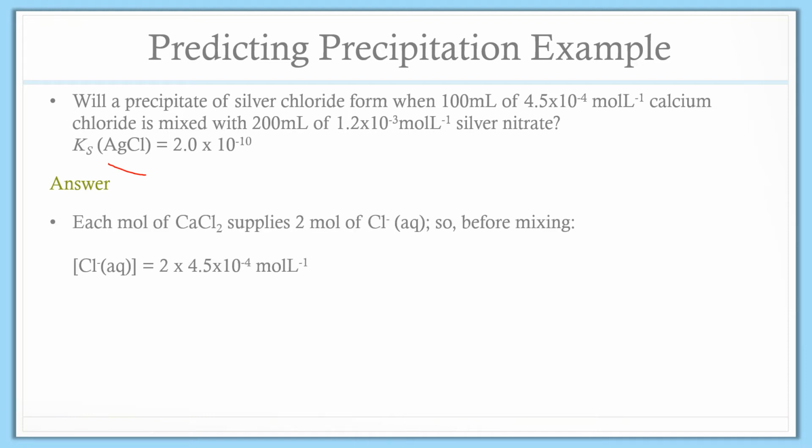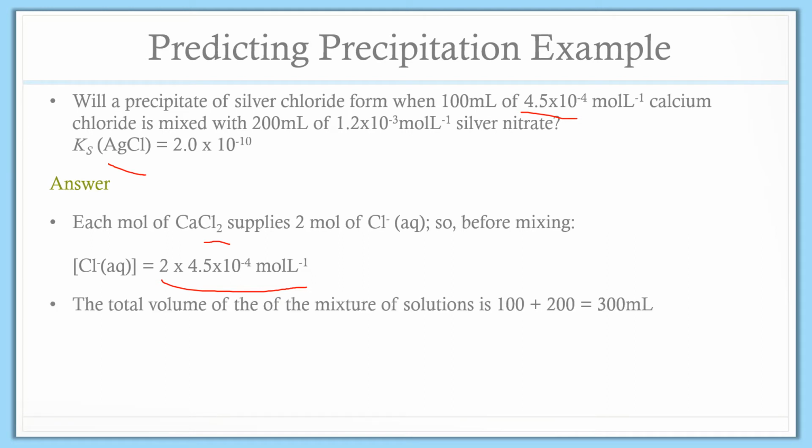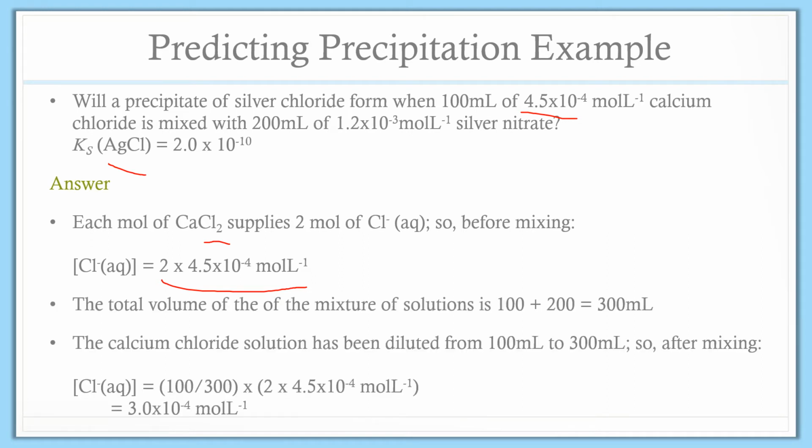Start with chloride. Each mole of calcium chloride supplies 2 moles of chloride, because there's 2 chlorides for every calcium. Before mixing, i.e. before we combine it with the silver nitrate, we have a concentration of 2 times the given concentration, because each mole of calcium chloride supplies 2 moles of chloride. So we put that concentration into our dilution factor equation, not forgetting to use the total volume of everything combined, and we get this here.